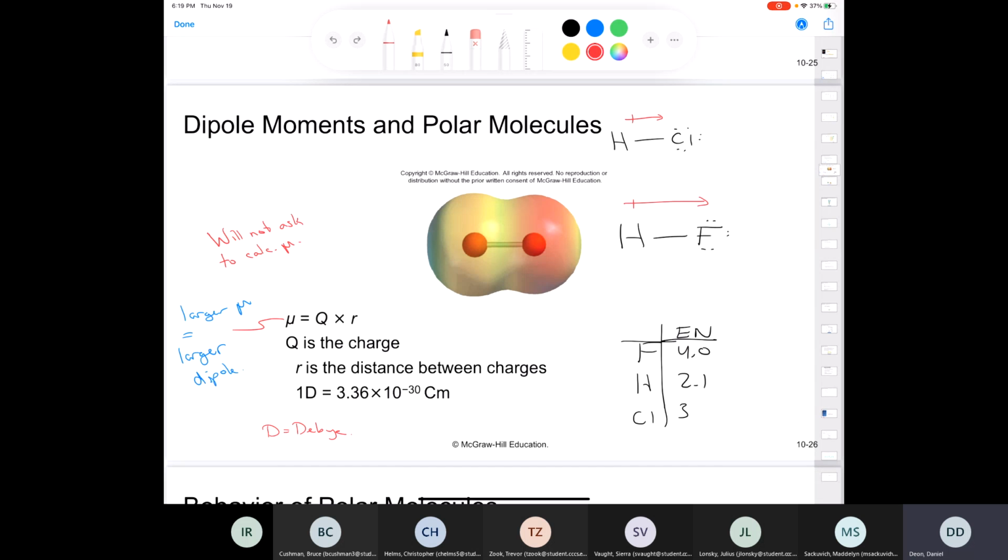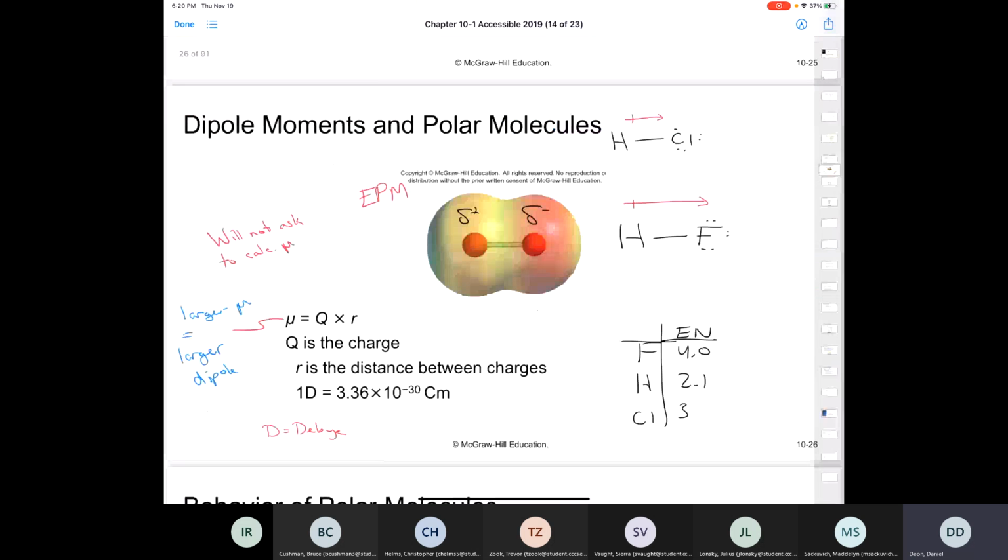Now, that means that the molecule is polar. If there's an unequal distribution of electrons throughout the molecule, that's called a polar molecule. Here, this is called an electrostatic potential map, an EPM. And the red means electron density. So you can see that there's more electron density over here than there is over here.